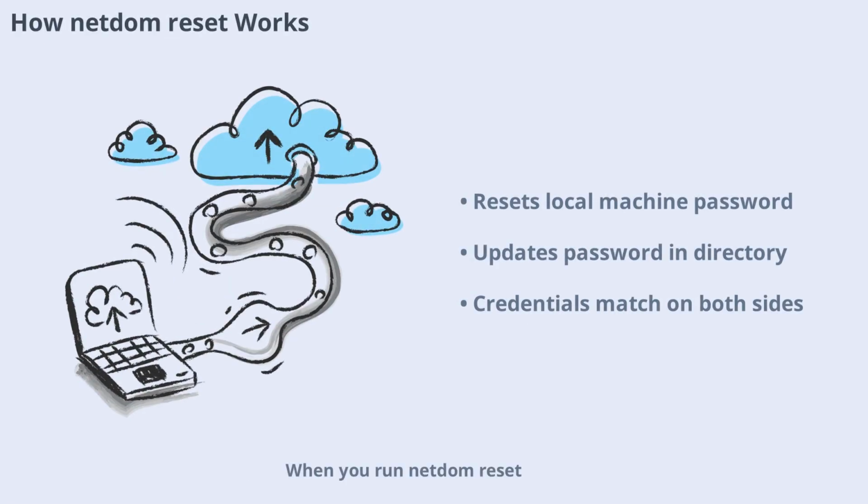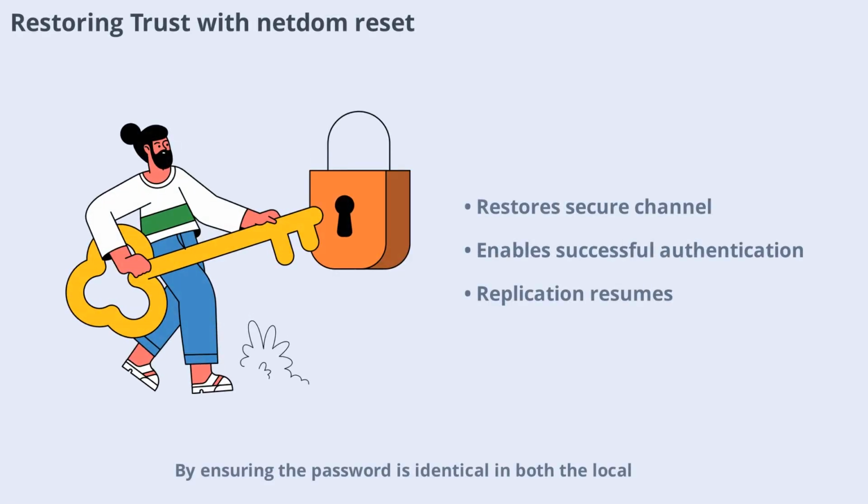When you run netdom reset, the command resets the machine password locally, updating what's known as the local secret. At the same time, it writes this new password to the computer account object on a functioning domain controller in the domain. This simultaneous update ensures that both the local machine and the directory have matching credentials, re-establishing the secure channel. By ensuring the password is identical in both the local registry of the isolated domain controller and the Active Directory database, netdom reset restores the secure channel. This allows the Netlogon service to successfully authenticate RPC connections again, paving the way for replication to resume without errors.